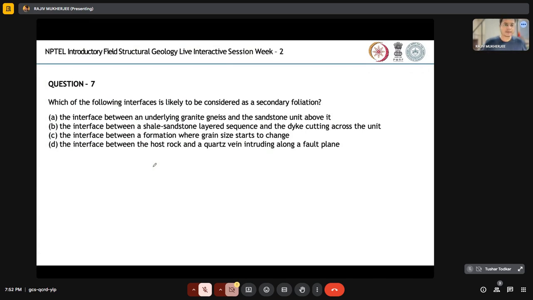So the first one, option A, tells that the interface between an underlying granitic gneiss and the sandstone unit above it might indicate that it is an interface of secondary foliation. Well, if there is a certain disposition between a sandstone and a granitic gneiss, we all pretty much know that this has to be an unconformity.